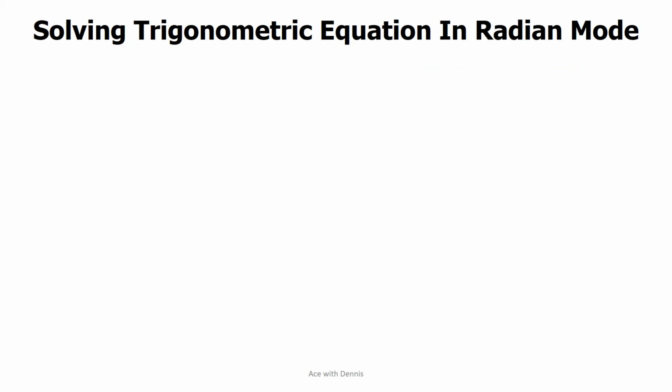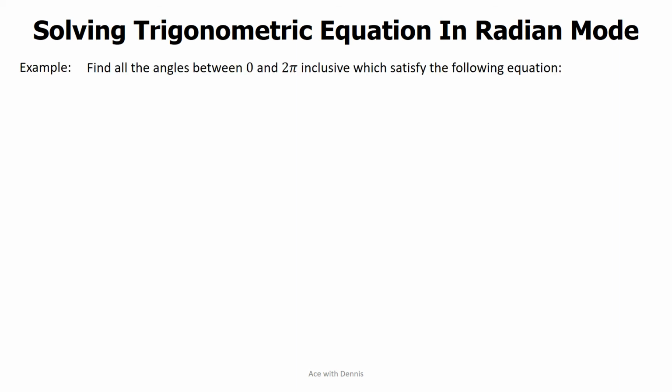Okay, now let's look at one example which involves solving a trigonometric equation in radian mode. Actually, this type of question is very similar to the previous examples. The only difference is that the angles here are in radians, and in the previous examples, the angles were in degrees. I hope you understand. Radian is another unit for angle.